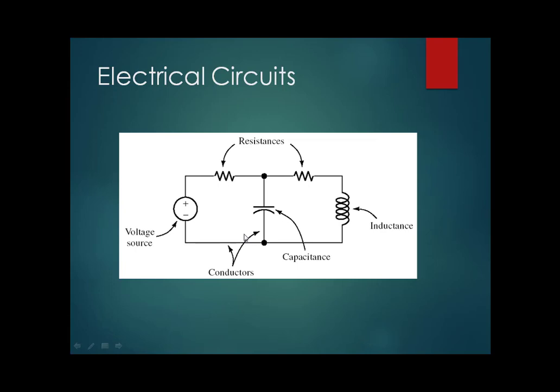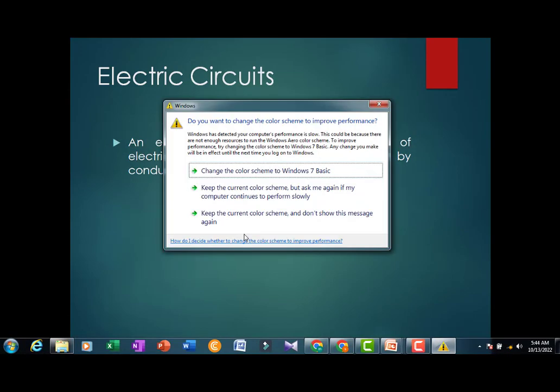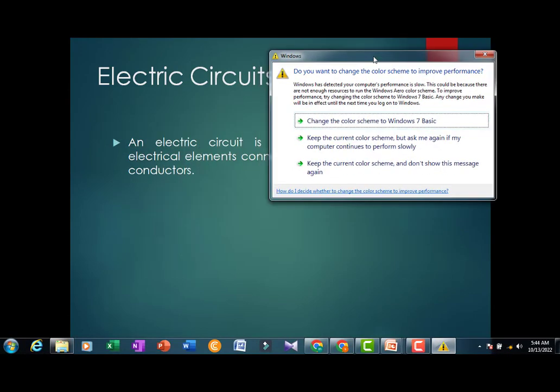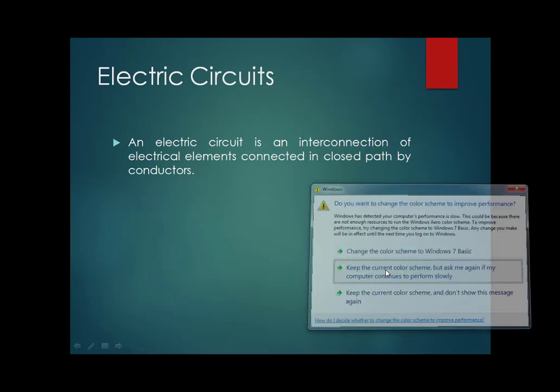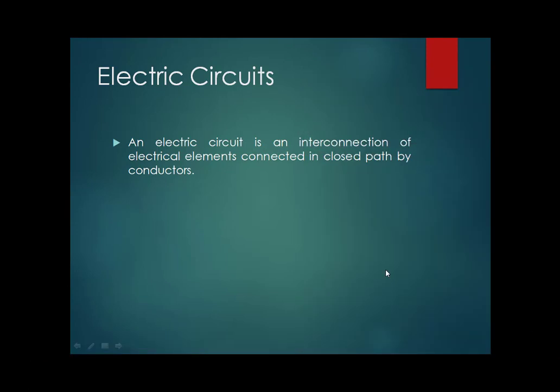In the next lectures we will discuss what nodes are, and how we can solve circuits by using node analysis. These are the next topics. So an electrical circuit is an interconnection of electrical elements connected in a closed path by conductors.